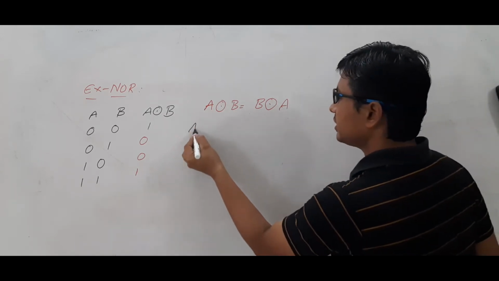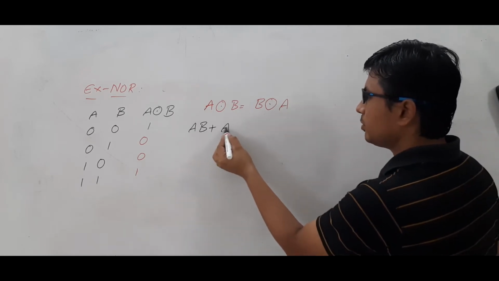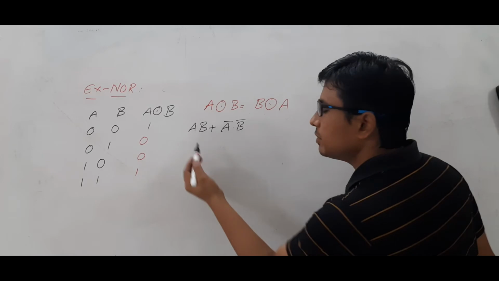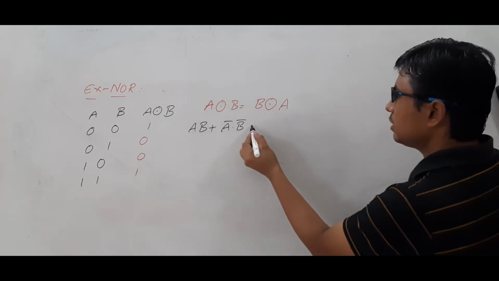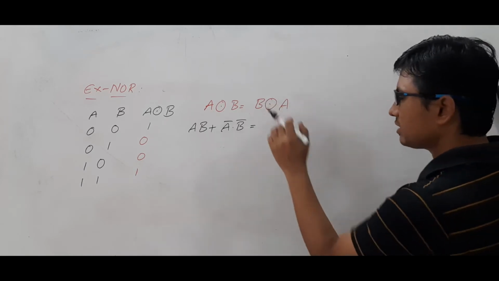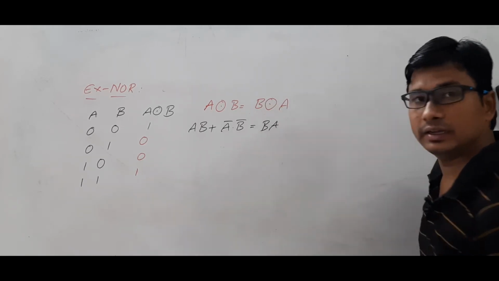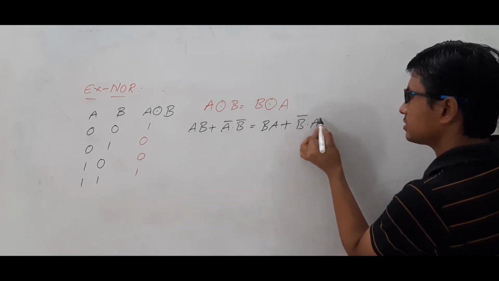If I simplify it, I will get AB or A's complement and B's complement. See, whenever I say AB, it means A and B. Is it clear? Now this is equal to, if I expand the right hand side equation, BA or B's complement and A's complement.